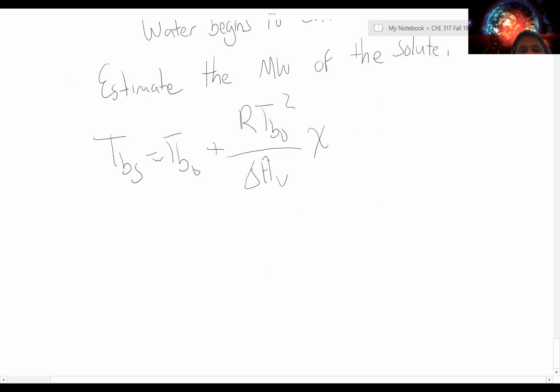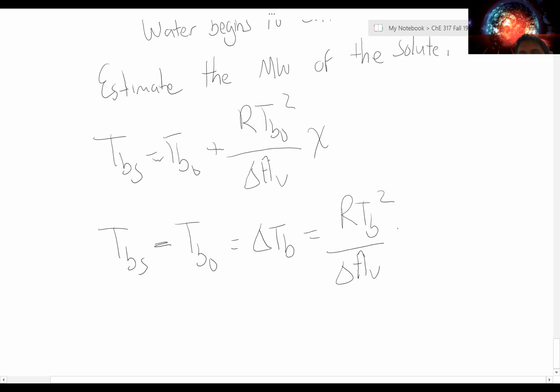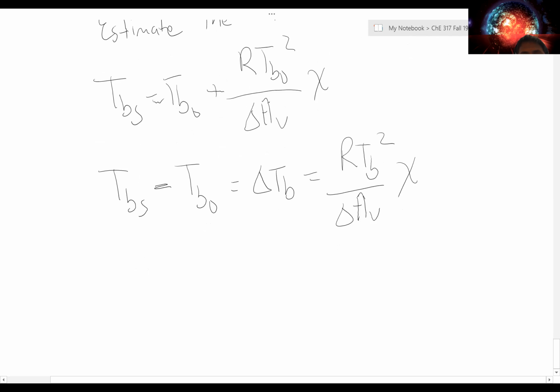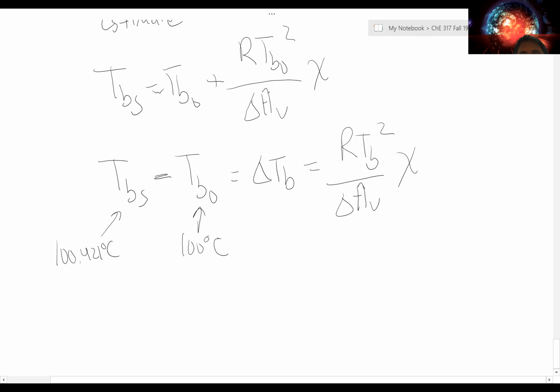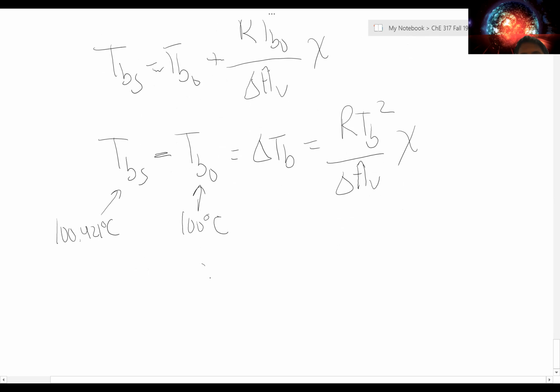And if I rearrange this, I can say the elevated boiling point minus the normal boiling point, or the change in the boiling point, is simply equal to this term here. So the boiling point measured was 100.421 degrees Celsius. The normal boiling point for water at 1 atmosphere is 100 degrees C. So I am left with 0.421 degrees Celsius equals R T_B naught squared over delta H sub V times X.